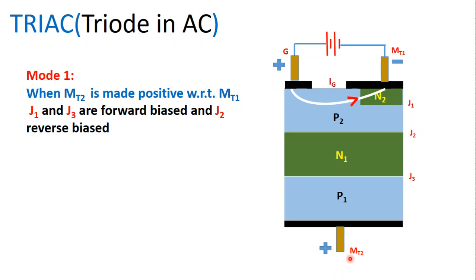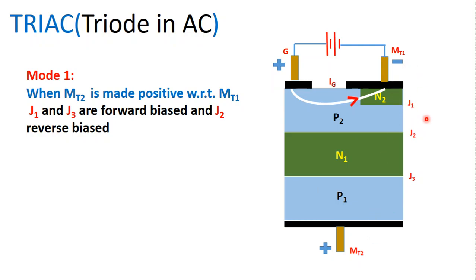First of all we make MT2 positive with respect to MT1. So what happens, junction J1 and J3 will be forward biased and junction J2 will be in reverse bias condition. One thing we have to remember in the triac is that the main current which flows through the device will always be from MT2 terminal to MT1 terminal or MT1 terminal to MT2 terminal. So the current always flows between these two main terminals only.